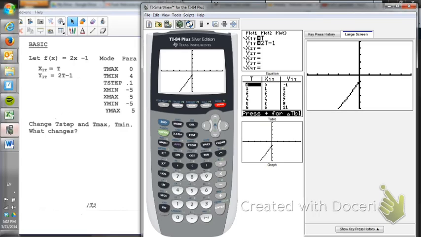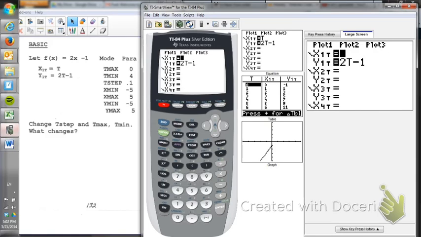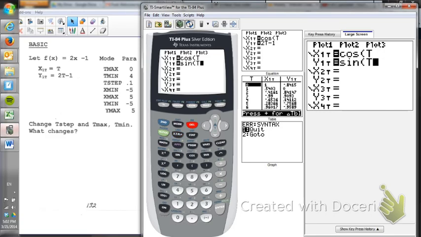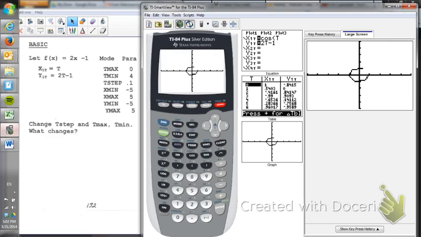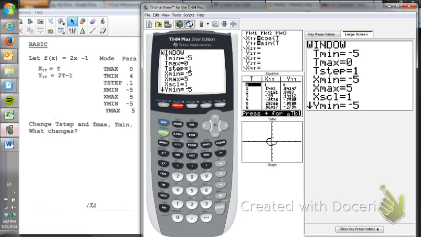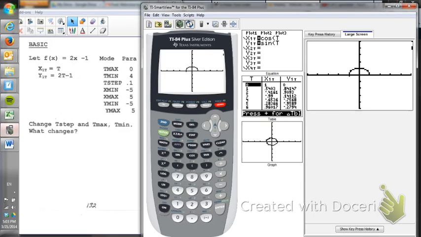Now, to see a better picture of what that t step does, I'm going to use one more equation. Let's do x equals the cosine of t, and y equals the sine of t. And let's see what that does to my graph. And we know that's supposed to be a circle. So let's try this. Let's make my t min 0. Let's make my t max 10. And let's make my t step 0.1 again. Let's see what that does.